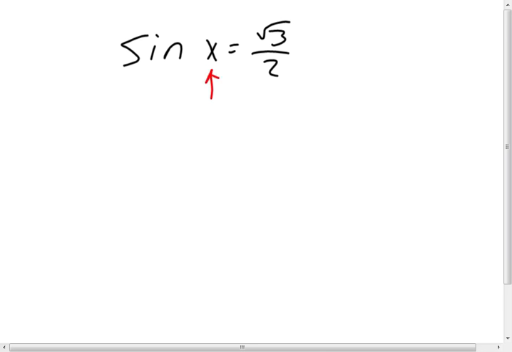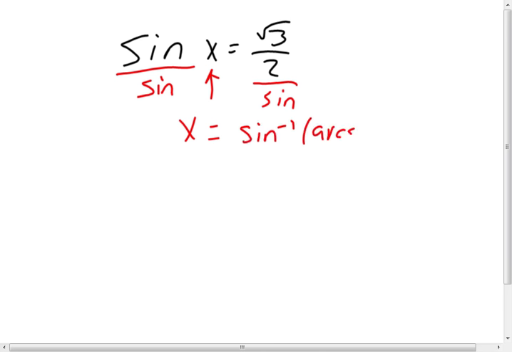So in order to solve for x, we have to divide both sides by sine. And in doing so, that leaves us x on the left side. But on the right side, we have a special name for this sine. It's either sine to the -1, or we can put what? Arc sine of the square root of 3 over 2.